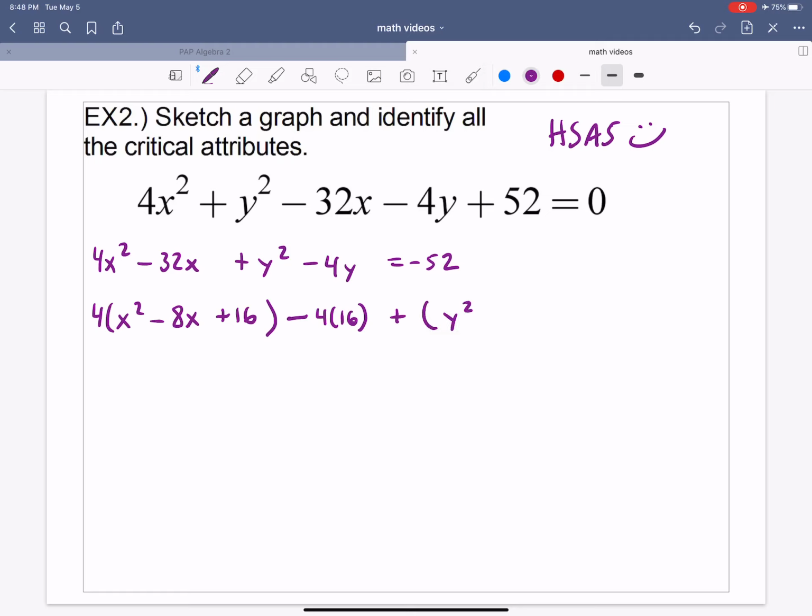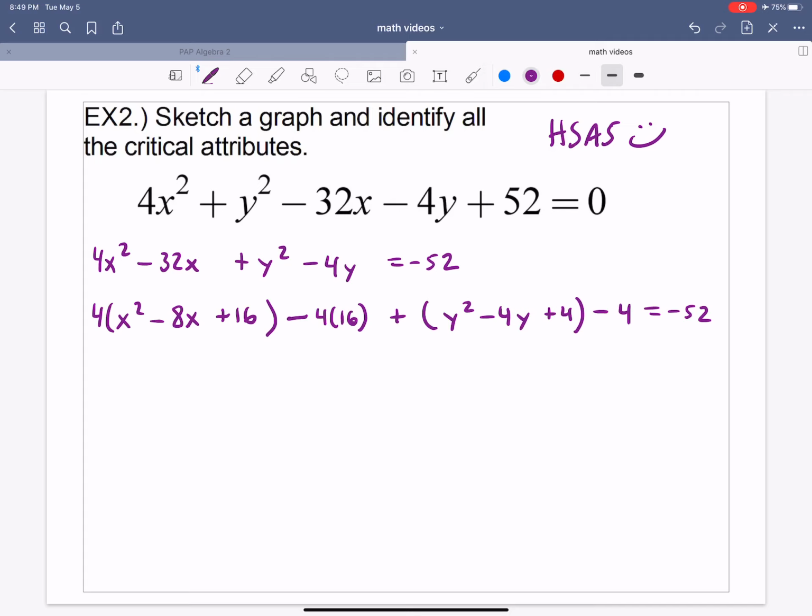Okay, this one we don't have to factor anything out. So we have half of 4, which is 2. 2 squared is 4. We add that, and then we subtract that. Now here we can actually just subtract 4 because we're not multiplying by anything in the front, okay? So that still equals negative 52, okay?